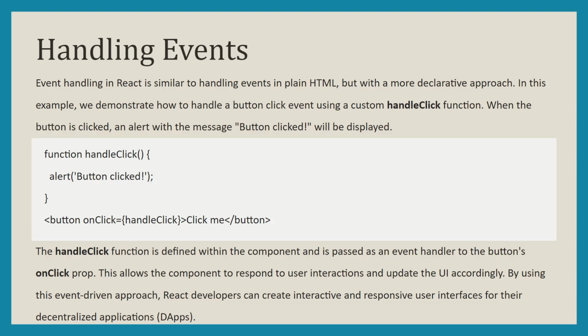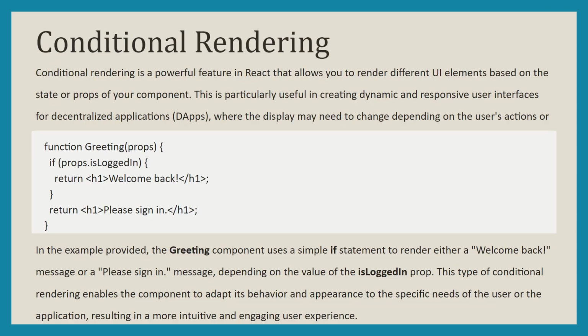So: function handleClick, alert "Button clicked"; button onClick={handleClick}, Click me, button. The handleClick function is defined within the component and is passed as an event handler to the button's onClick prop. This allows the component to respond to user interactions and update the UI accordingly. By using this event-driven approach, React developers can create interactive and responsive user interfaces for their decentralized applications, or DApps.